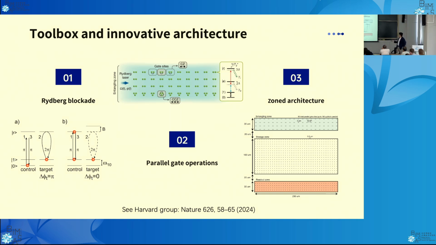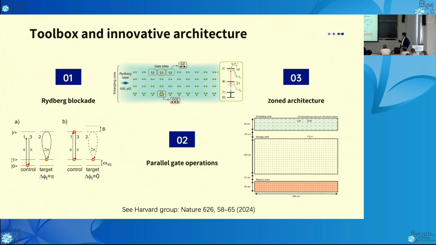And so the parallel gate operations demonstrated, pioneered by Mikhail Lukin's group at Harvard, rely on the fact that you have an entangling zone where the Rydberg laser shines from 2 directions, and one can have pairs of atoms simultaneously entangled with this global laser. So that's a very highly efficient way of realizing, for example, transversal gates as needed in some quantum error correction codes. So they have a zoned architecture.